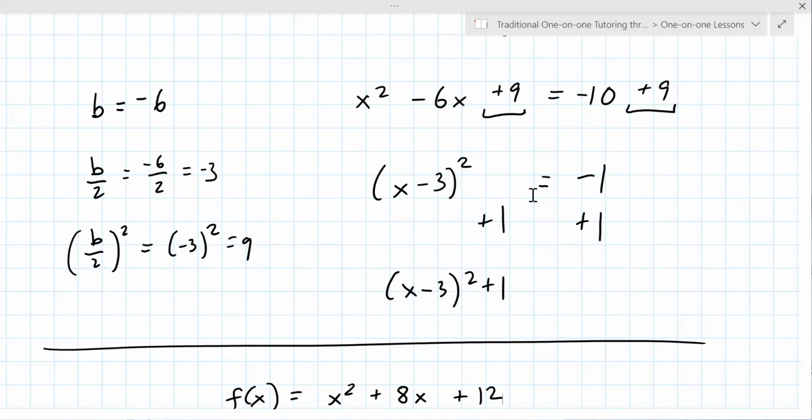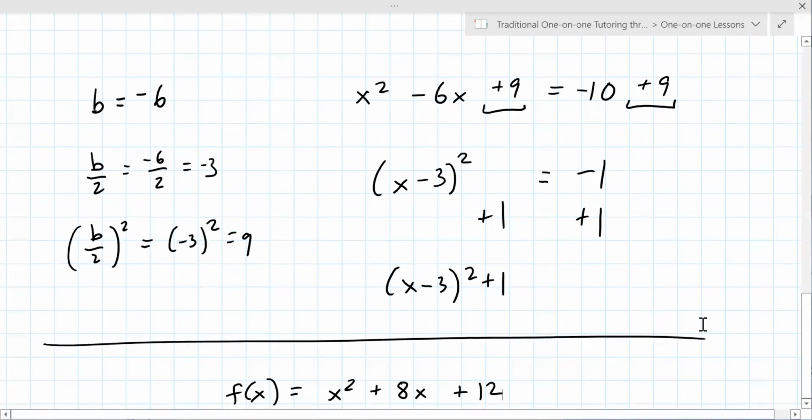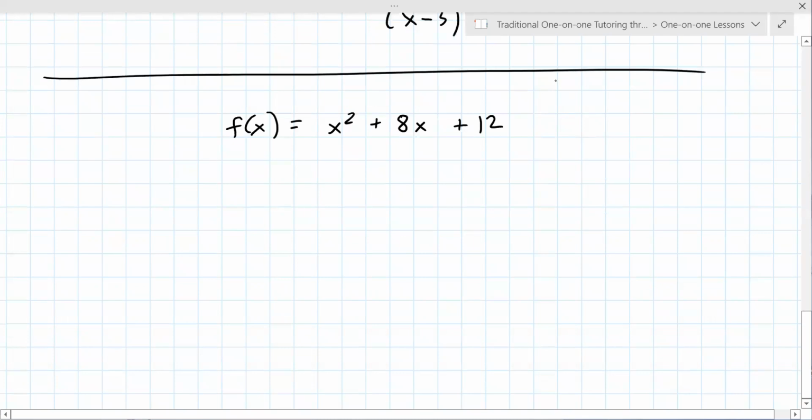I'm a little lost at the end. Okay. Let's see how far you got here. What did you do first? So I added a 0. Okay, right. And then subtracted 12. Very good. So you have x squared plus 8x, leave a space, equals minus 12. What is the value of b?